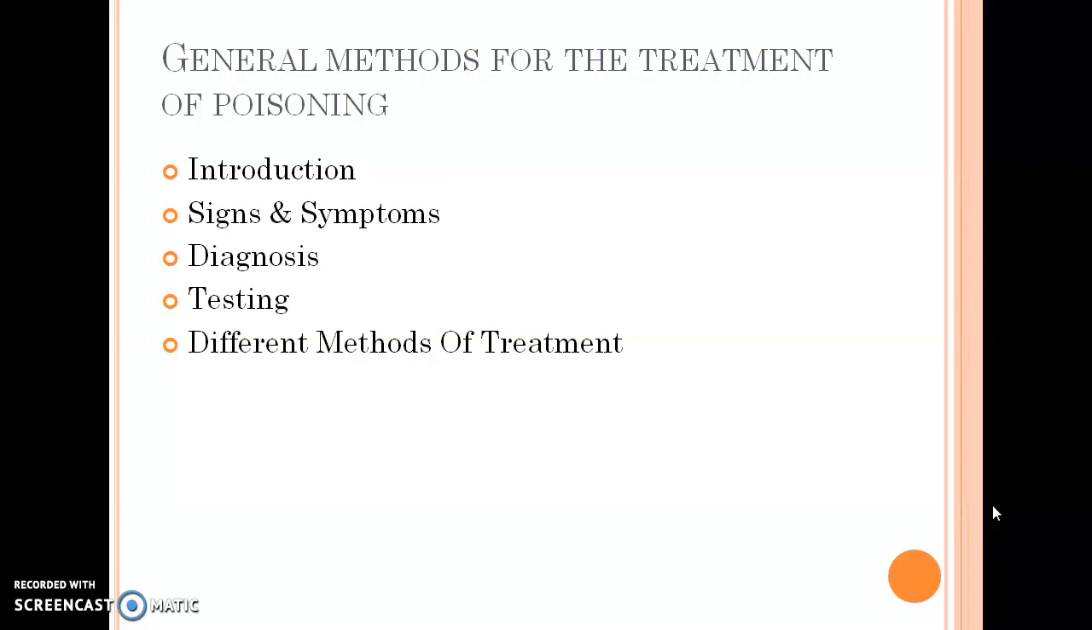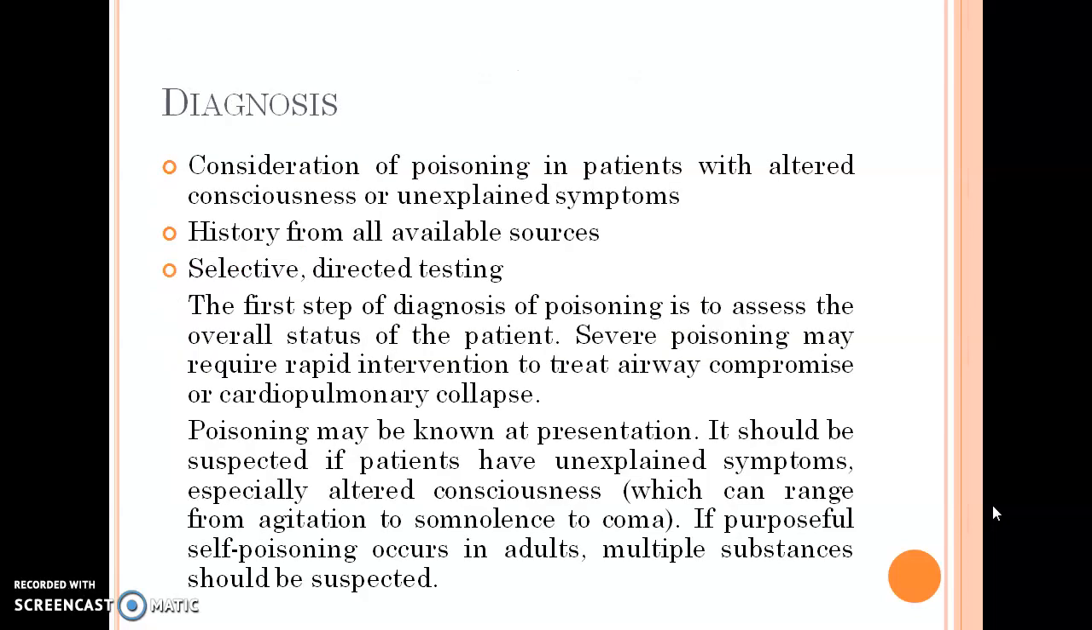Already we had started the general methods for the treatment of poisoning, in which we had covered the introduction and the signs and symptoms. Today we will discuss the diagnosis aspects associated with poisoning. So, consideration of poisoning in patients with altered consciousness or unexplained symptoms would consist of history from all available sources, and the selective and directed testing based on the nature of the poison.